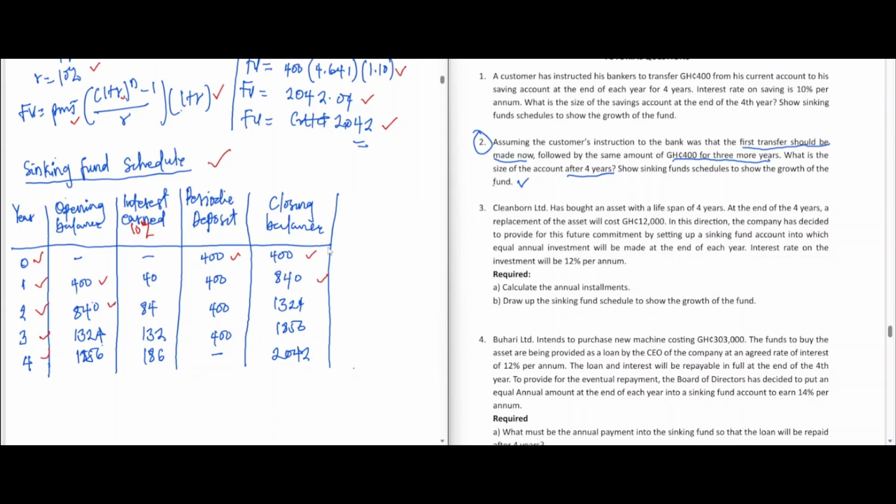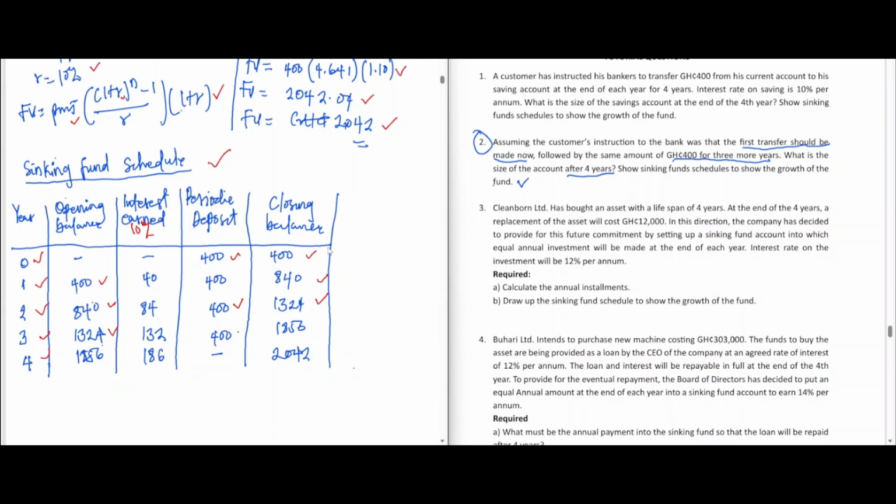Then we'll calculate our interest on 840, we'll get 84 Ghana cedis. So when we get that, we'll now make the same deposit, which is 400 Ghana cedis for year 2. So when we add 840 plus 84 plus 400, we'll now get 1,324 Ghana cedis. So this 1,324 will now become the opening for year 3. Then we'll calculate interest on this 1,324, which is 10% on it. We'll get 132 Ghana cedis.